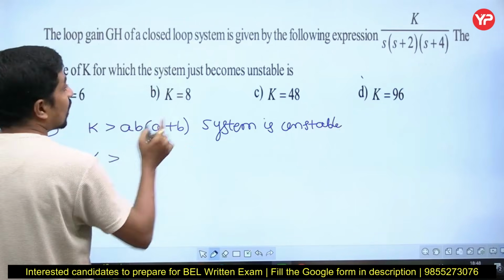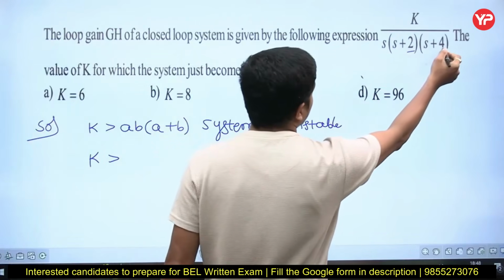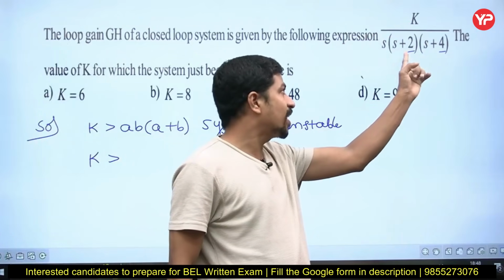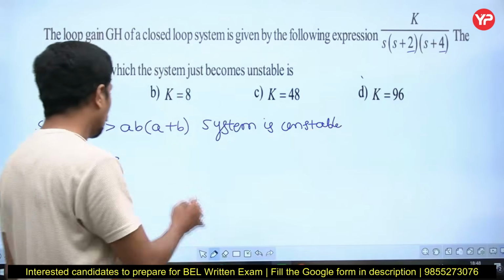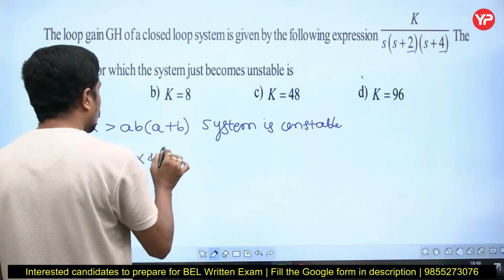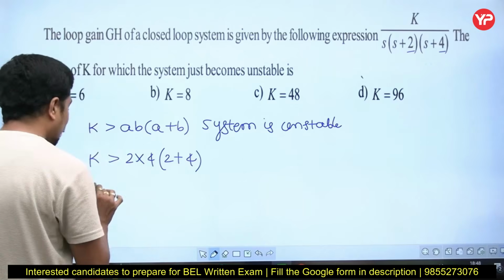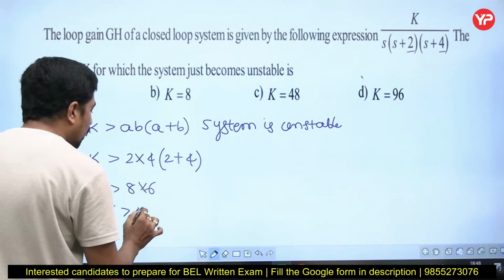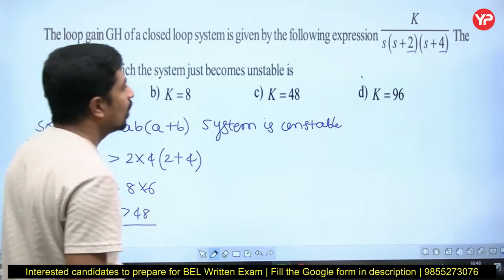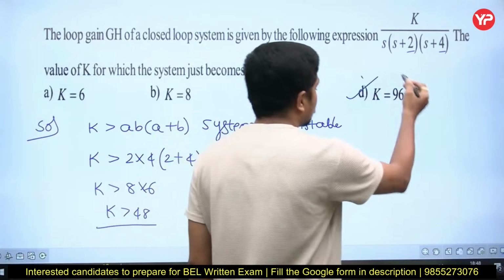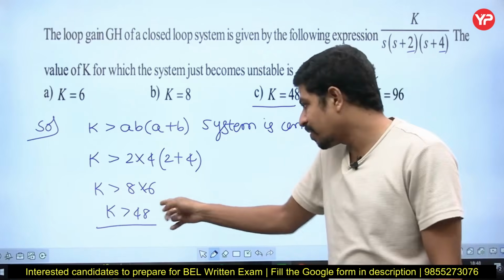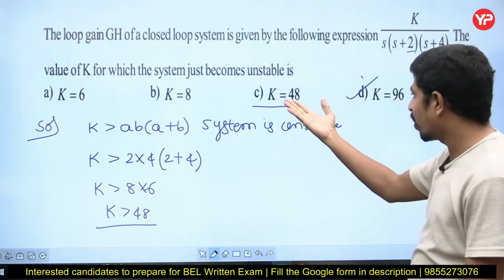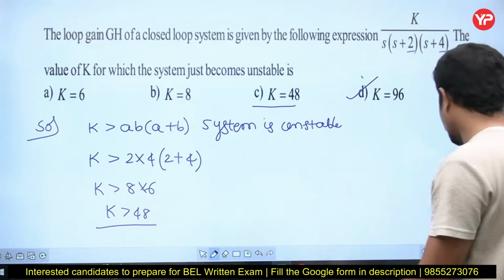K is greater than ab into a plus b. You can compare this with K by S into S plus A into S plus B. A is 2, B is 4, right? So 2 into 4 into 2 plus 4. How much is it? K greater than 8 into 6. So K must be greater than 48. Even equal to 48 is also not correct. Option is D for Delhi. K greater than 48, 48.0001 is also correct, but that is not there. After 48, the next value is 96. That's why we are going for K greater than 48, right?